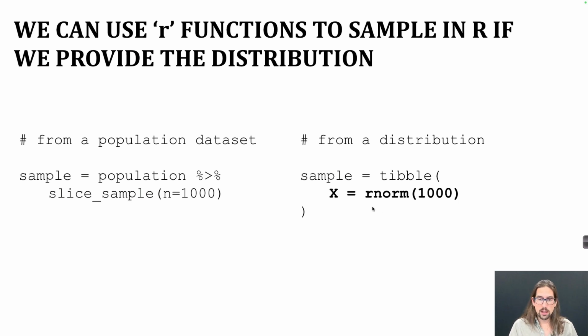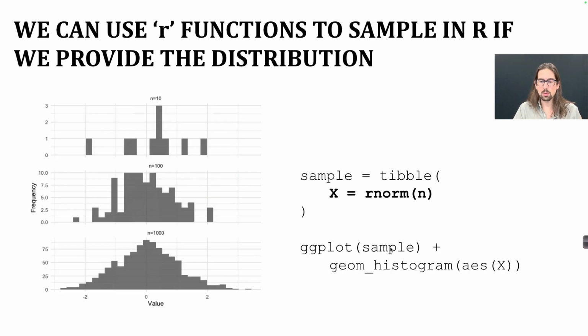So in R, you can do this with the little r functions if you provide the distribution. So little r norm is draw this many people from the normal distribution. The standard normal here, because you haven't said what mu and sigma are. So this is kind of like if I had a population data set where x were normally distributed, and I sampled 1,000 people from it. That's what this is doing, except here I never even have to instantiate the population data set. So that's quite nice.